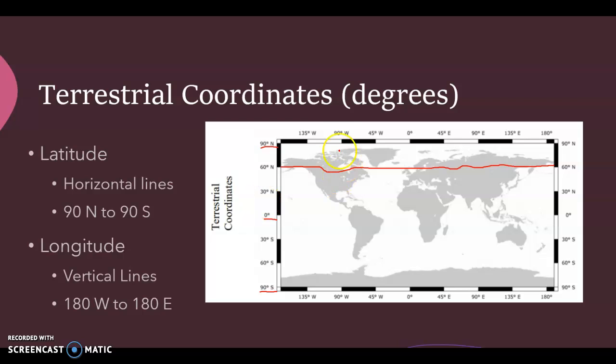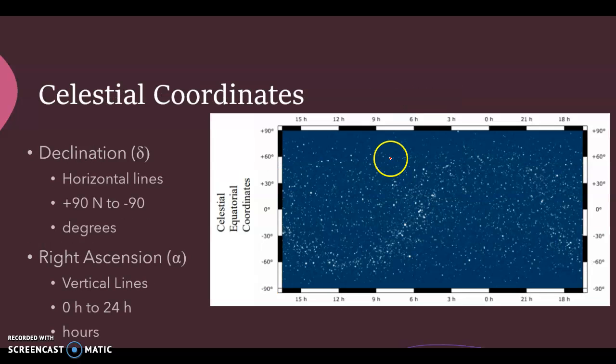Longitude runs the other way. So longitude runs from top to bottom. And so these are vertical lines that appear, and they range from 180 degrees east to west. So 0 degrees is here. This is where we have our prime meridian.